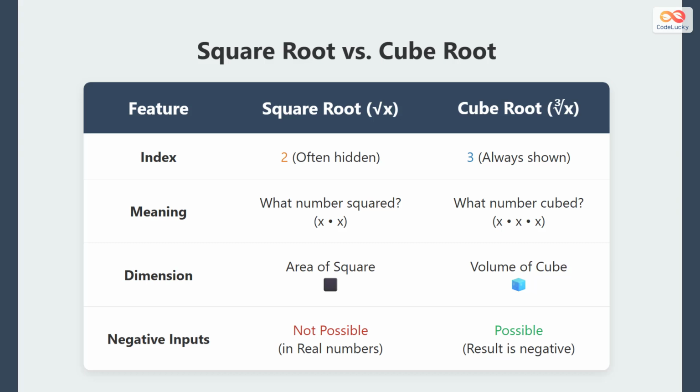Let's compare the two. Square roots have an invisible index of 2 and represent the side of a square. They cannot handle negative inputs. Cube roots have a visible index of 3, represent the side of a cube, and can handle negative inputs perfectly fine, giving a negative result.